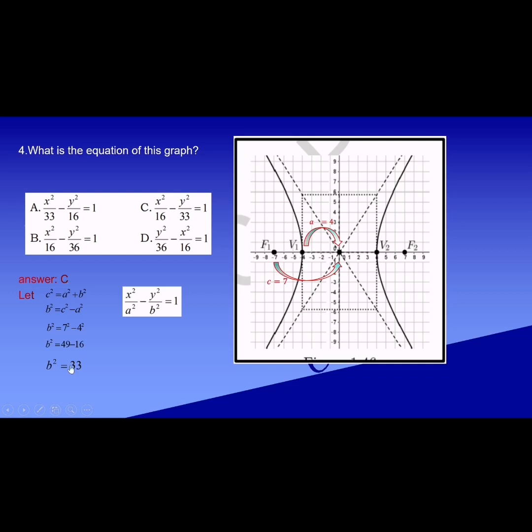Yan. Hanapin natin sa choices. So C. The answer is C. Yan. b squared, 33. Okay, for number 5.